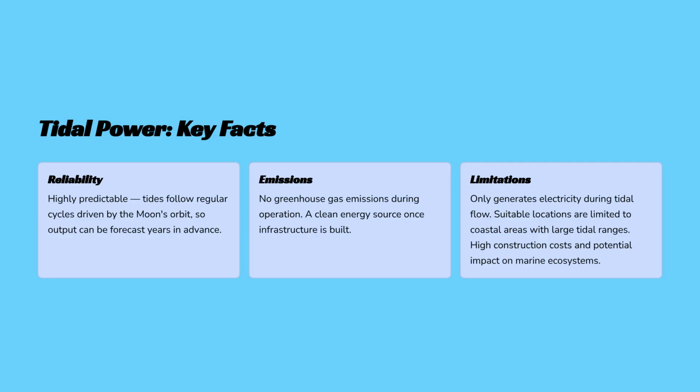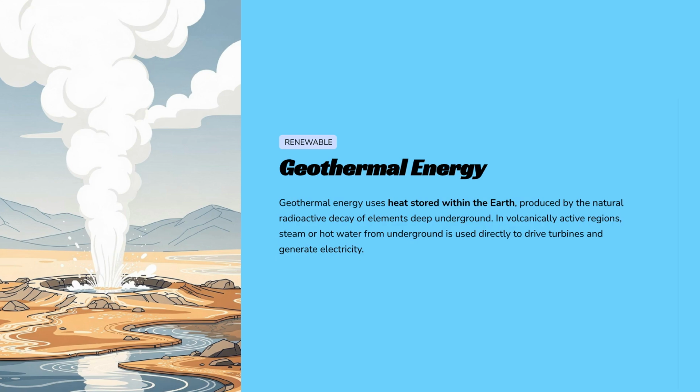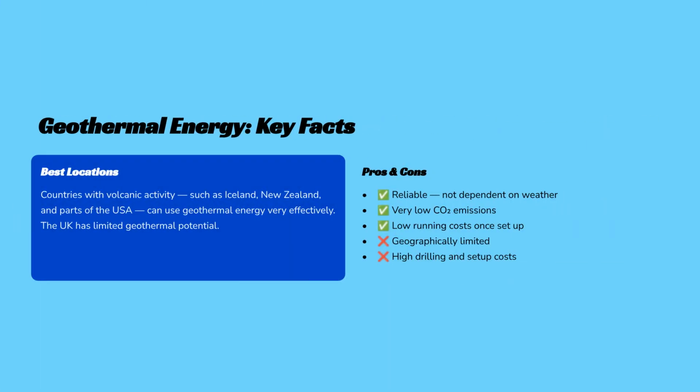and ecosystem disruption. Geothermal energy taps into the intense heat stored deep within the earth. In volcanic regions, we can channel steam or hot water from underground directly to drive power-generating turbines. Geothermal is a reliable, low-emission source of power. However, it is geographically limited to volcanic areas, and the initial costs for drilling and setup can be quite high.